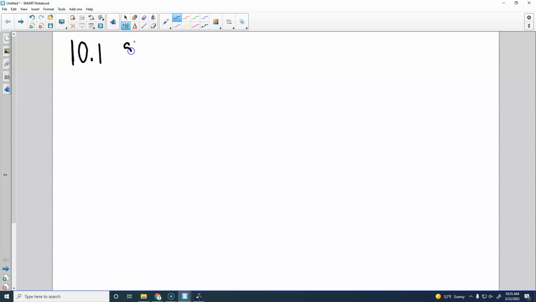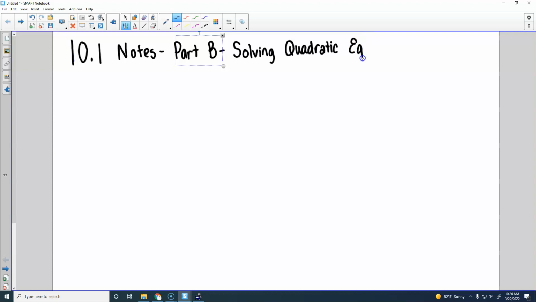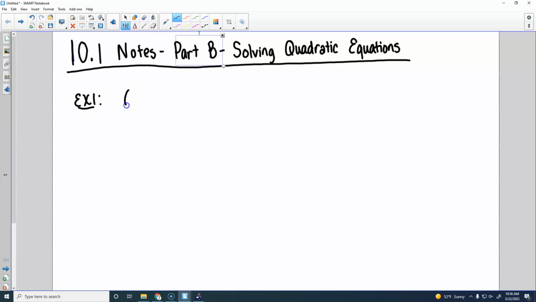So this is 10.1 notes, part B. And we are still solving quadratic equations, but they will look different than they did yesterday. So here is your first example.